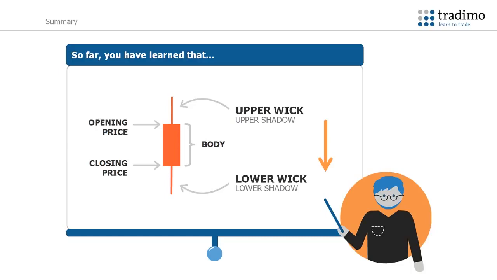The bearish candlestick shows that prices have gone down during the period it formed. Hence it has the opening price at the top and the closing price on the bottom of the body. The upper wick shows the maximum price and the lower wick the minimum price during the period the candle formed.